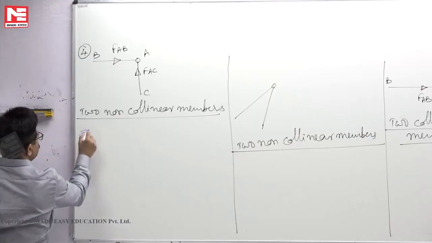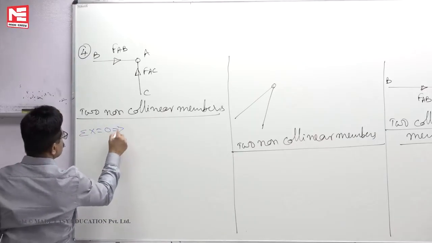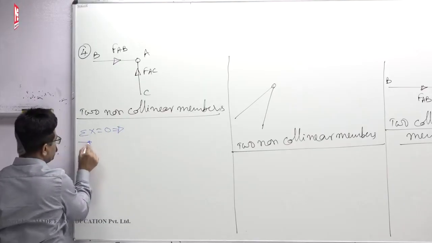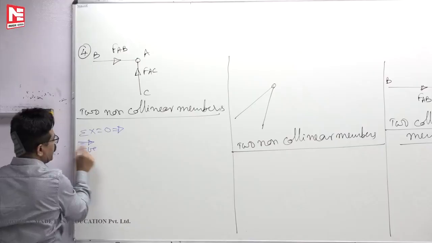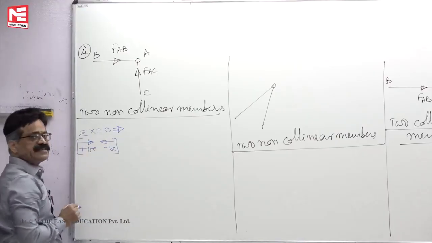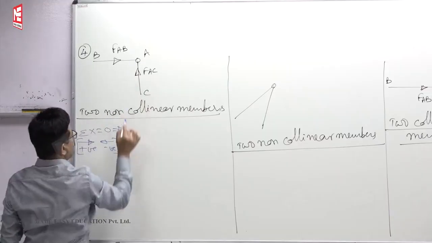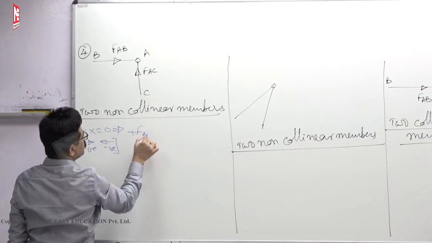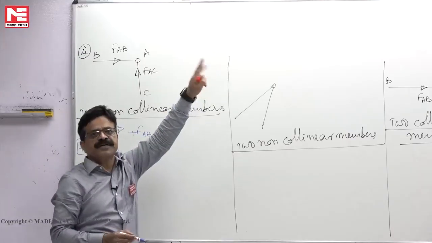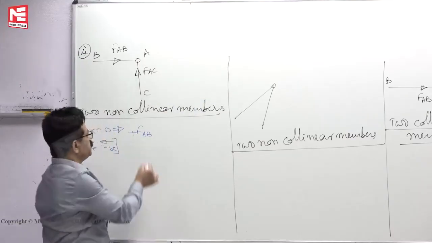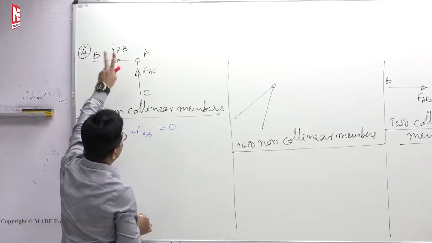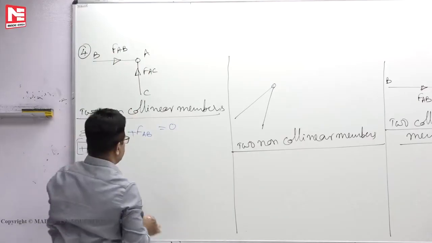If you write now sigma x is equal to 0, summation of x components of all forces is equal to 0. Any force that is acting right side is positive, any force that is acting left side you take as negative. This is plus FAB, and this AC member does not have an x component because of the 90 degree angle. So only FAB, and now it has to be 0. That means FAB has to be 0, otherwise the joint will not be in equilibrium.